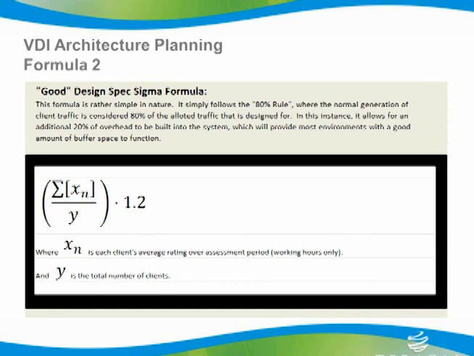Now, this formula is also rather simple in nature. It simply follows the 80% rule, which I'm sure we've all heard before, where the normal generation of client traffic is considered 80% of the allotted traffic that it's designed for. In this particular instance, it allows for an additional 20% of overhead to be built into the system, which will provide most environments with a good amount of buffer space to function.